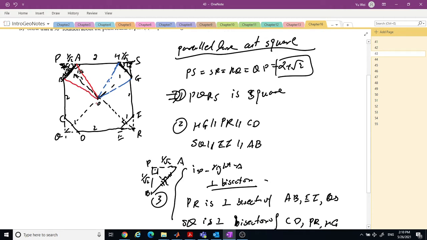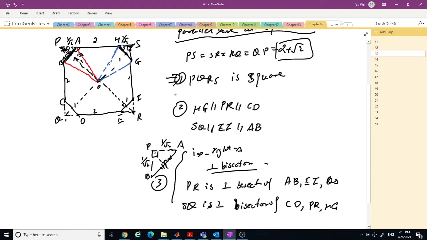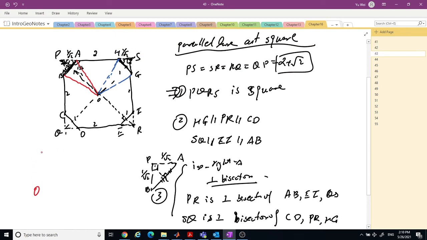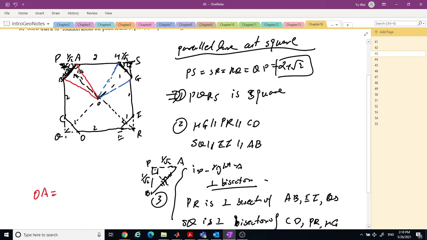But similarly, we can see the other thing. By symmetry, the only thing is if we prove OA equals OH or OG, then similarly, you can extrapolate and derive that OA equals OB equals OC equals OD. Now let's see how we prove this.